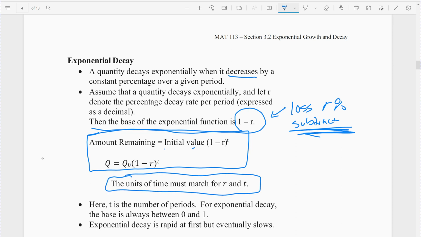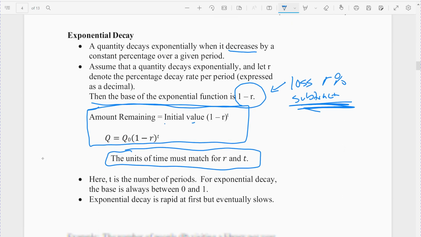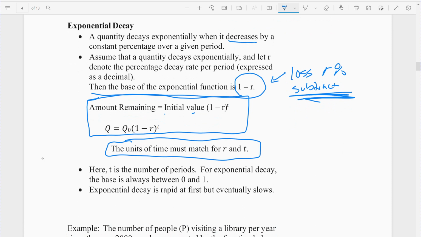Again, the units must match. If r is in years, t needs to be in years. If r is in days, t needs to be in days. If r is in hours, it needs to be in hours. So those things need to match. Again, t is the number of periods for exponential decay. The base should always be between 0 and 1, so be careful. It should never be negative, and it should always be less than 1. So it's some decimal between 0 and 1.